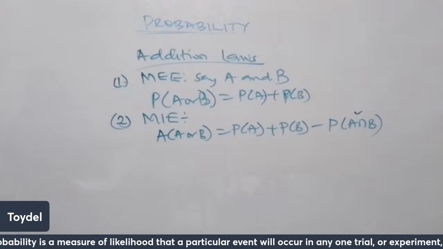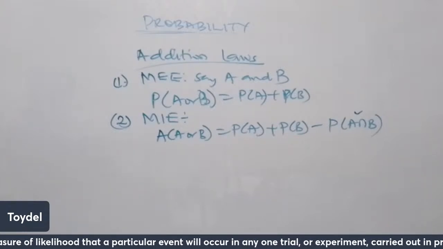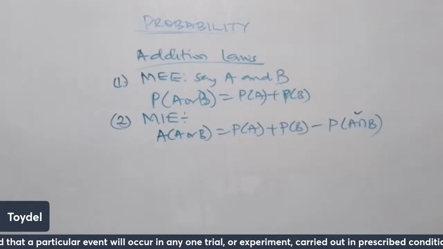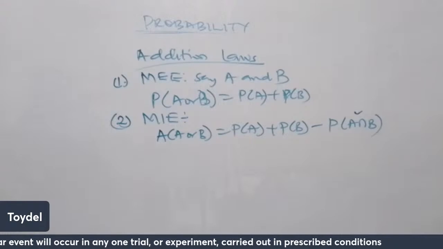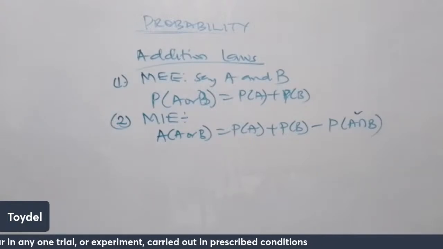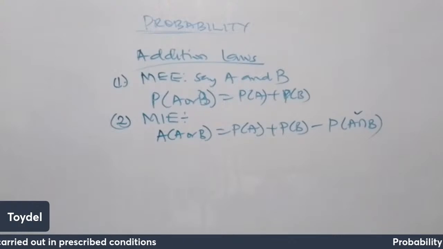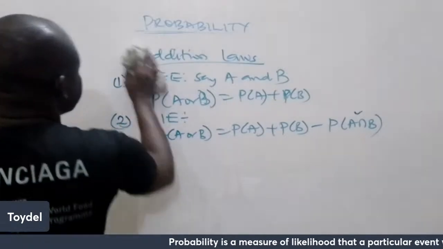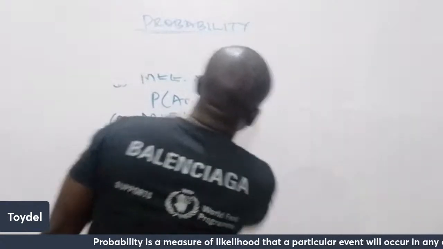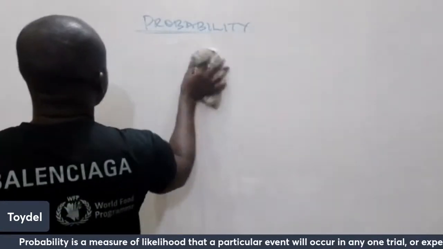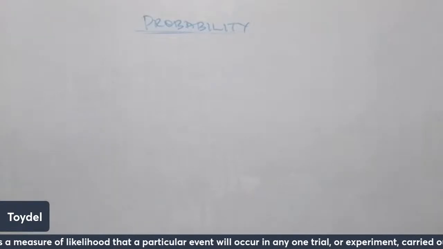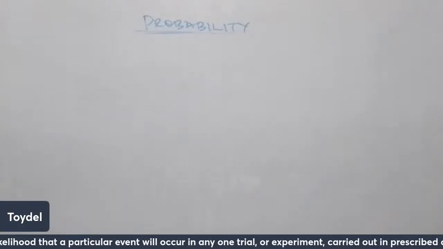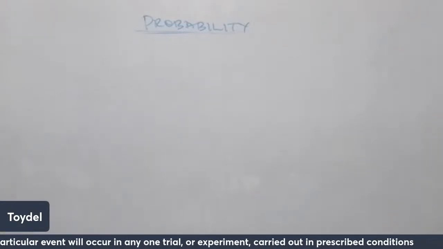So I'm going to take one example under this, then probably we close for today. We're going to consider independent and dependent events in some other class. We are just introducing probability, so we are going to continue from there in our next class. So let's take one example.